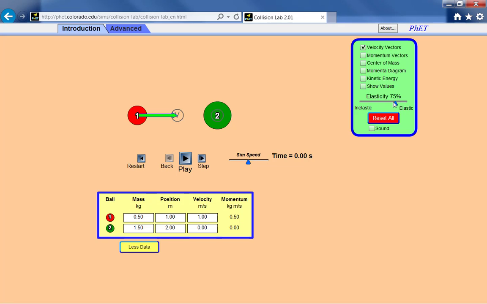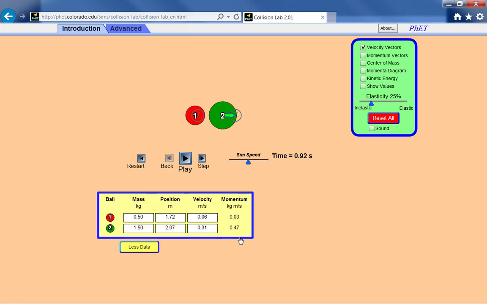Restart again, bring the elasticity down a little bit more. We'll aim for about 50. There we go. Tell it to go. And here we have a third set of final velocities and momentums that still add up to 0.5 kilogram meters per second. And we're going to do 2 more of these. I forgot to restart it, but that's okay. We'll make it go now.